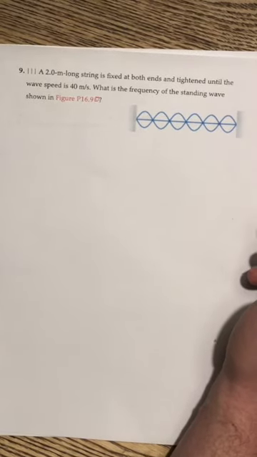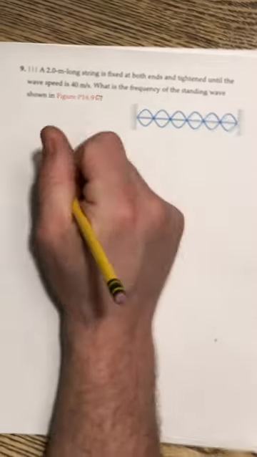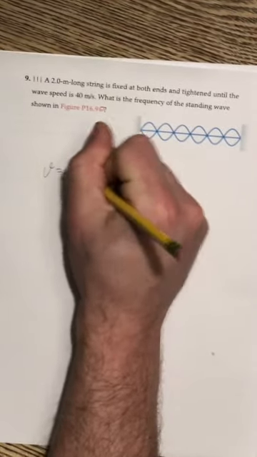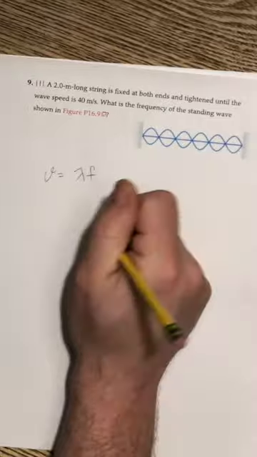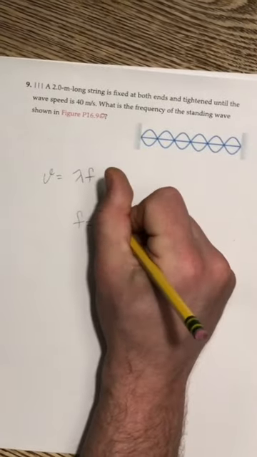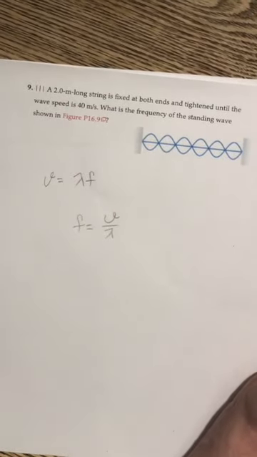For that, we're going to use the fundamental relationship for sinusoidal waves, which is that the velocity is equal to the wavelength times the frequency. And we want to get the frequency. In order to get the frequency, we just do a little algebra here. We get that the frequency is going to be equal to the velocity divided by the wavelength. And the velocity is given in the problem, 40 meters per second.